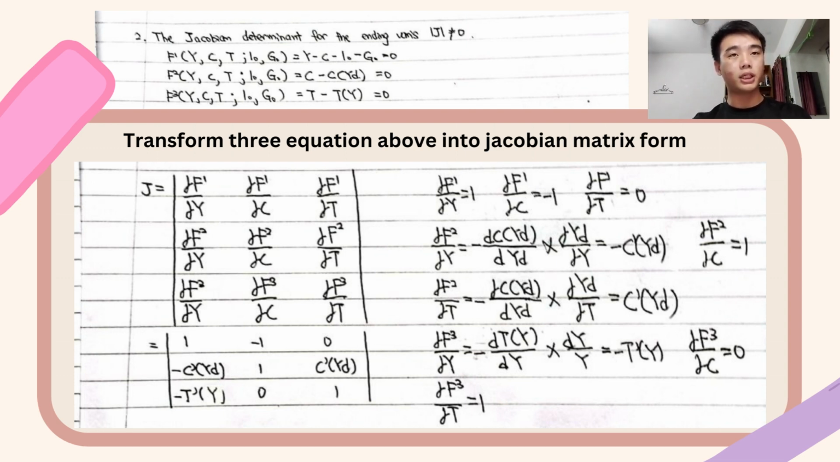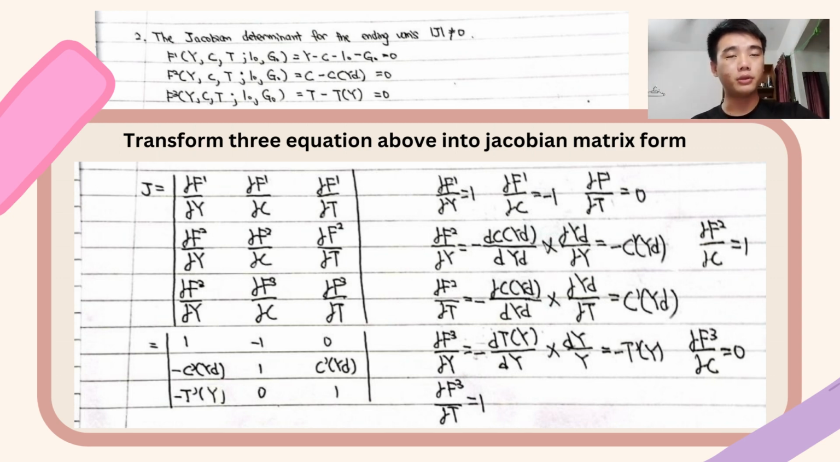So for this question, we are given three equations. The first is f1 of y, c, t, I0, g0 is equal to y minus c minus I minus g equal to 0. For f2, it is equal to c minus c of yd equal to 0. F3 is equal to t minus t of y equal to 0. So we will transform these three equations into Jacobian matrix form.